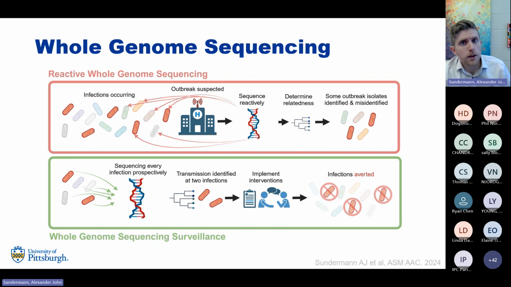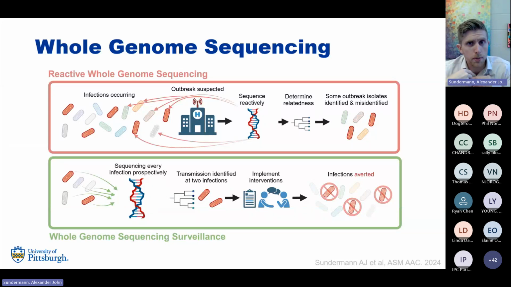Oftentimes what we see, what other people see, is that very few, if any, of them, when you sequence using this approach, are part of an outbreak. Oftentimes we see none of them are genetically related, meaning we didn't have an outbreak. That's not to say that they weren't hospital acquired. It means they weren't part of the same source or transmitting it to each other. So your interventions might be a bit different.